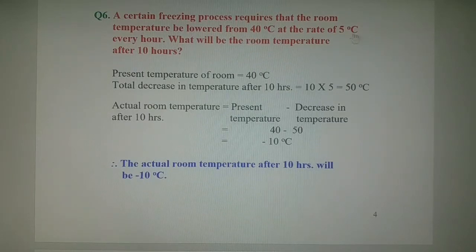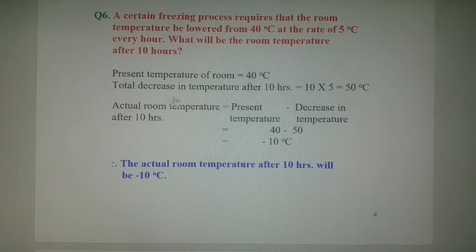So in 1 hour, if the temperature is decreasing by 5 degrees Celsius, that means the total decrease in temperature after 10 hours will be 10 multiplied by 5, that is 50 degrees Celsius. So total decrease in temperature after 10 hours is 50 degrees Celsius. Present room temperature is 40 degrees Celsius, and in 10 hours, the room temperature decreases by 50 degrees Celsius.